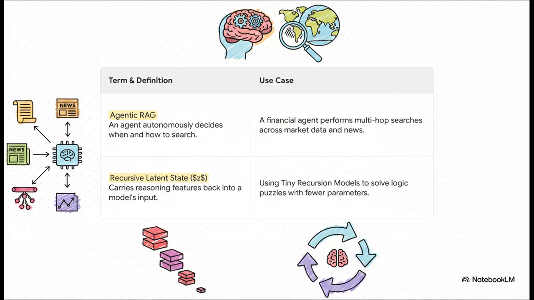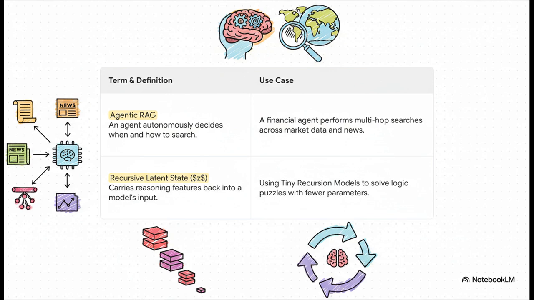Agentic RAG. This is not your standard retrieval augmented generation. In a normal RAG system, it's just find a doc, then answer. With Agentic RAG, the agent thinks about what it needs to know. It might decide to search 3 different databases, read a news report, and then put it all together. It's an active, autonomous research process.